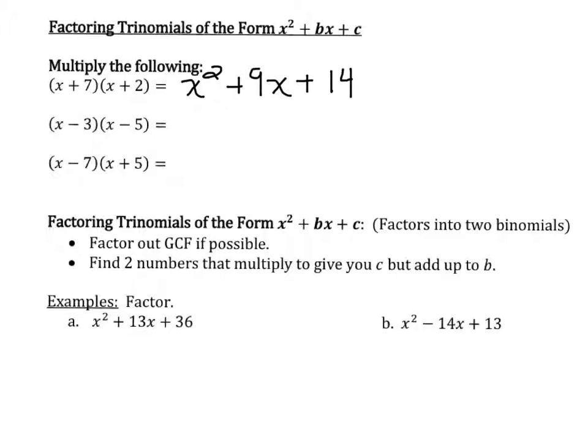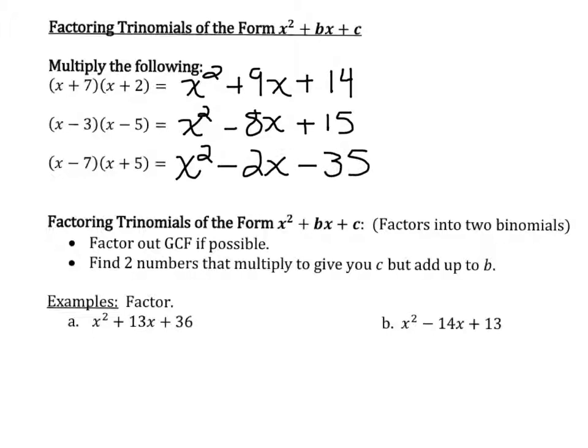Likewise, if I do the x minus 3 times the x minus 5, when I multiply them, I get an x squared minus 8x plus 15. And then last but not least, when I multiply the x minus 7 times the x plus 5 and do all of my simplifying, I'm going to get an x squared minus 2x minus 35. And if you notice, looking at these 3 answers here, they're all of the form x squared plus bx plus c.